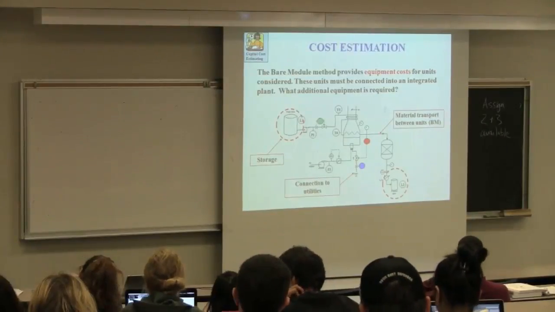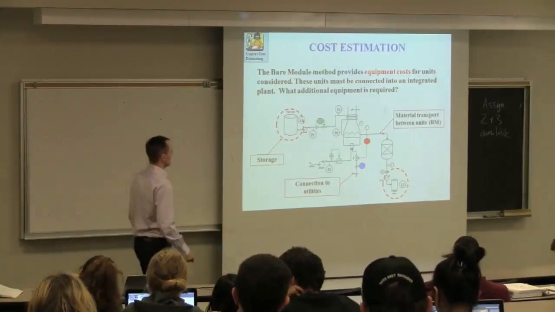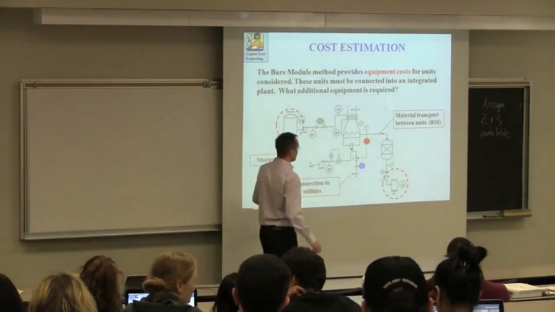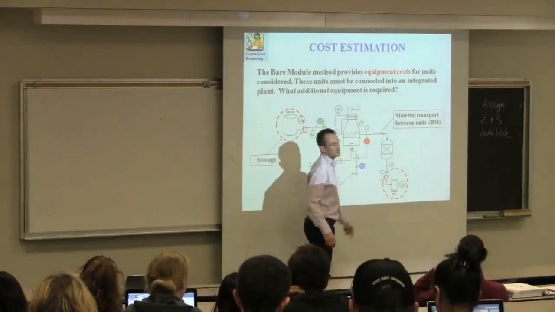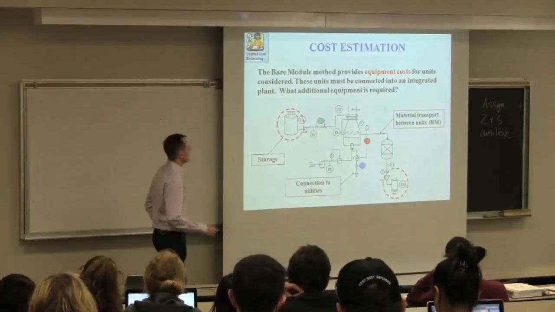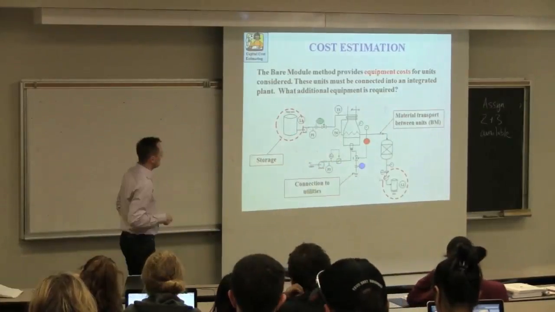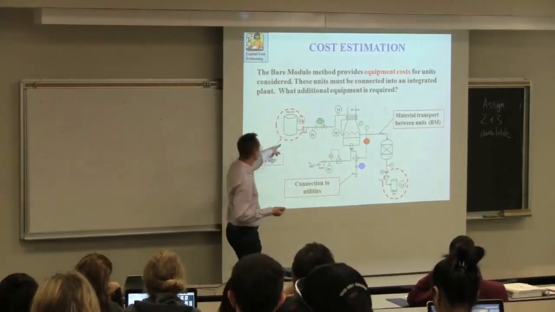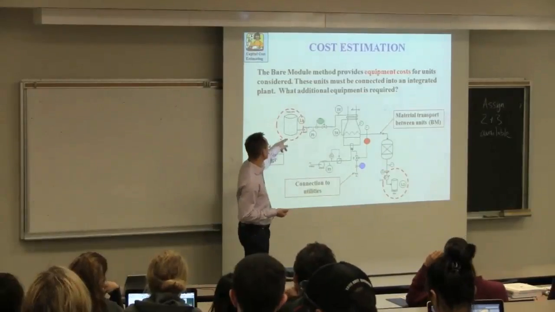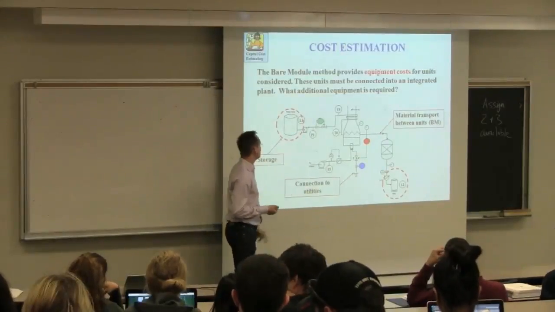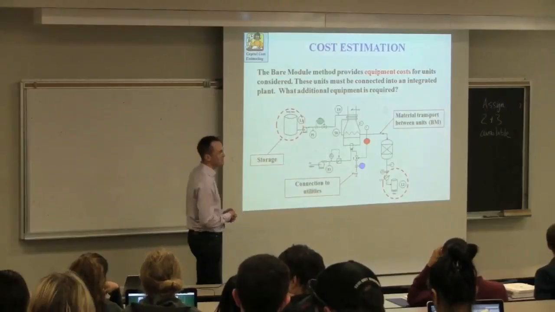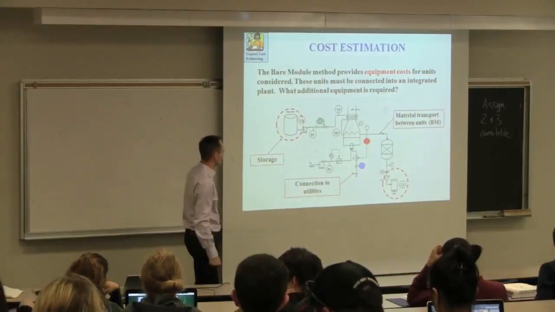But there's other units as well that we haven't really considered up to this point, and that would be the piping and transport between the units in terms of their modules. There would be storage tanks that, I said earlier we did a self-storage tank, we haven't done that. If we have storage intermediate between the units, we have to estimate the cost of those storage units.